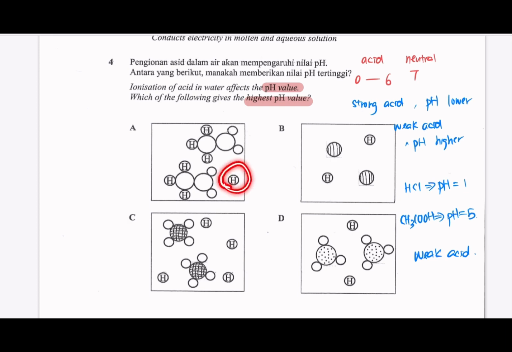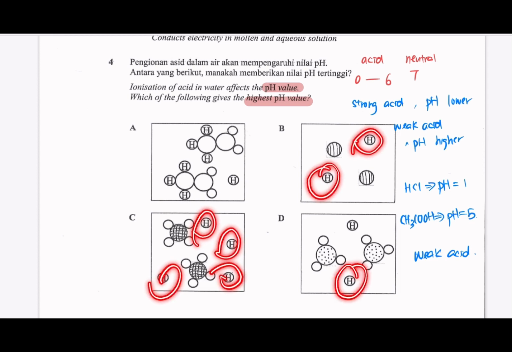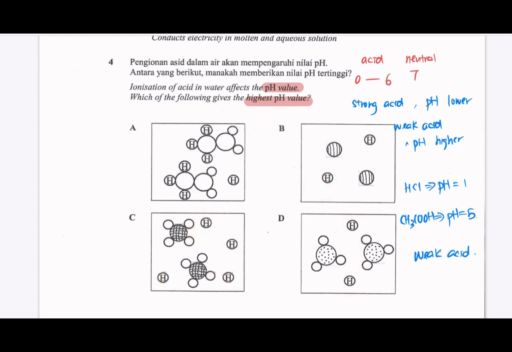Okay, only one hydrogen ion. Over here we have 4 hydrogen ions, 2 hydrogen ions, 2 hydrogen ions. So this is the lowest concentration of hydrogen ions. A weak acid will give you the highest pH value, the lowest concentration of hydrogen ions. So the answer is A.